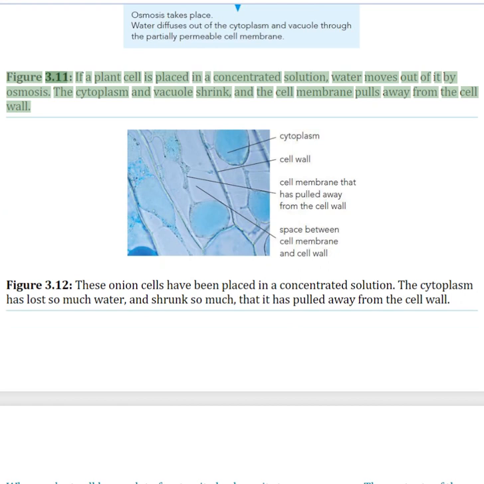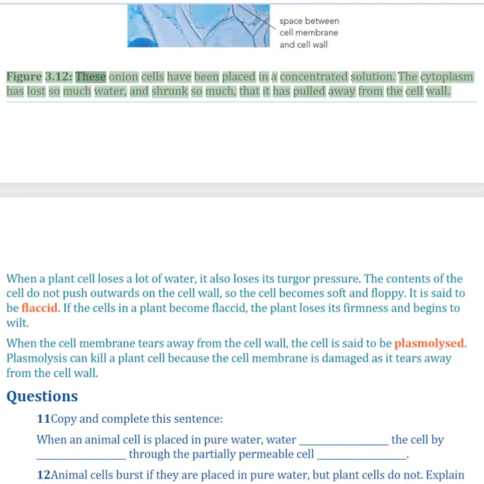Figure 3.11. If a plant cell is placed in a concentrated solution, water moves out of it by osmosis. The cytoplasm and vacuole shrink, and the cell membrane pulls away from the cell wall. Figure 3.12. These onion cells have been placed in a concentrated solution. The cytoplasm has lost so much water, and shrunk so much, that it has pulled away from the cell wall.